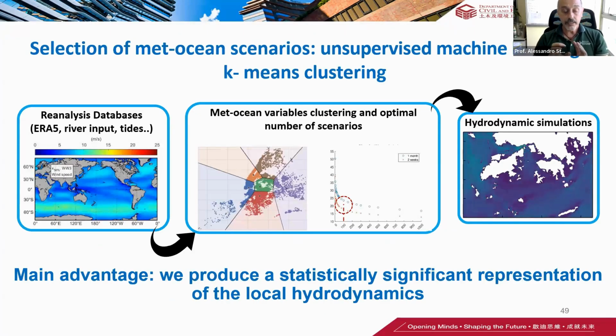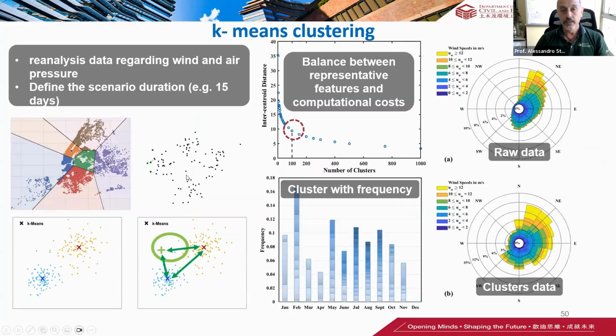So what is the core of this? Well, we use what is called k-means clustering, which is a pretty simple technique that, starting from your data set, again from ERA5, for example, a data set of wind, river inputs, tides, automatically recognizes the clusters.